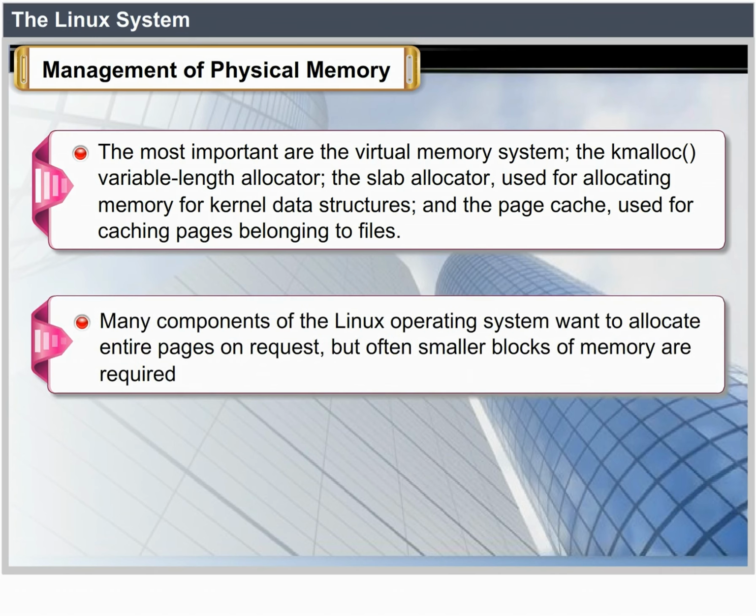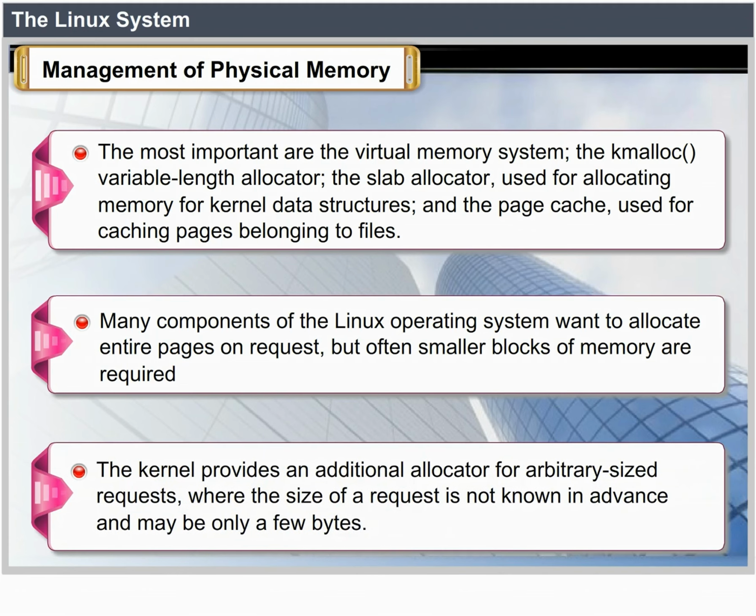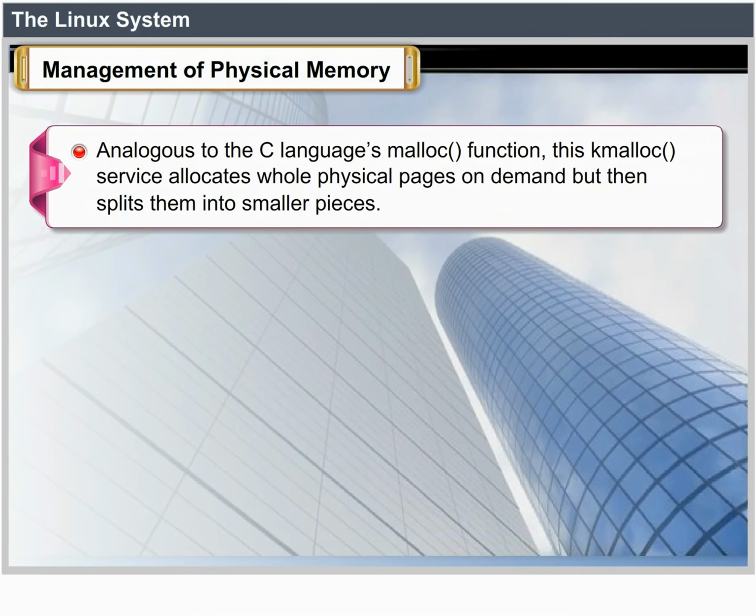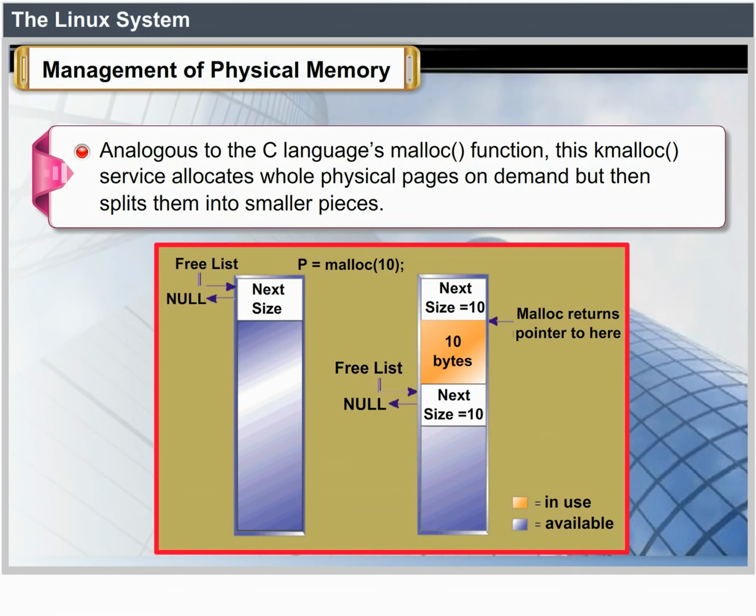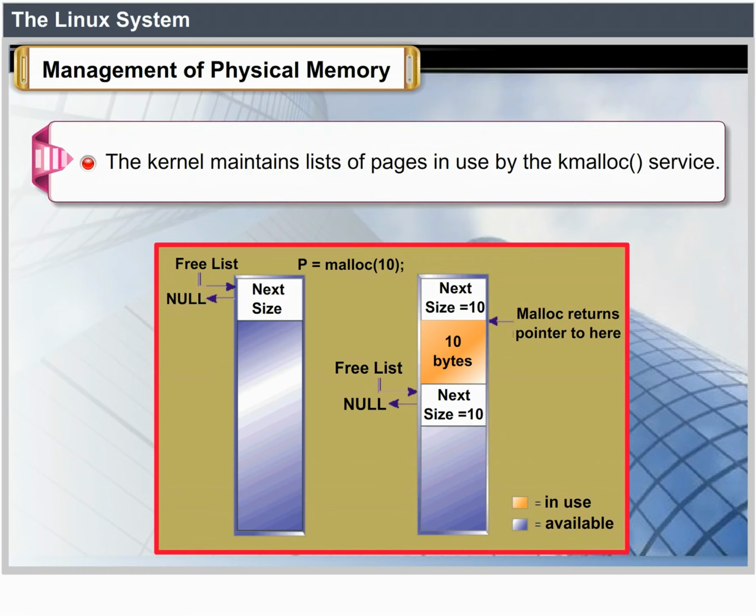Many components of the Linux operating system need to allocate entire pages on request, but often smaller blocks of memory are required. The kernel provides an additional allocator for arbitrary-sized requests, where the size of a request is not known in advance and may be only a few bytes. Analogous to the C language's malloc function, the kmalloc function service allocates entire physical pages on demand but then splits them into smaller pieces. The kernel maintains lists of pages in use by the kmalloc function service.